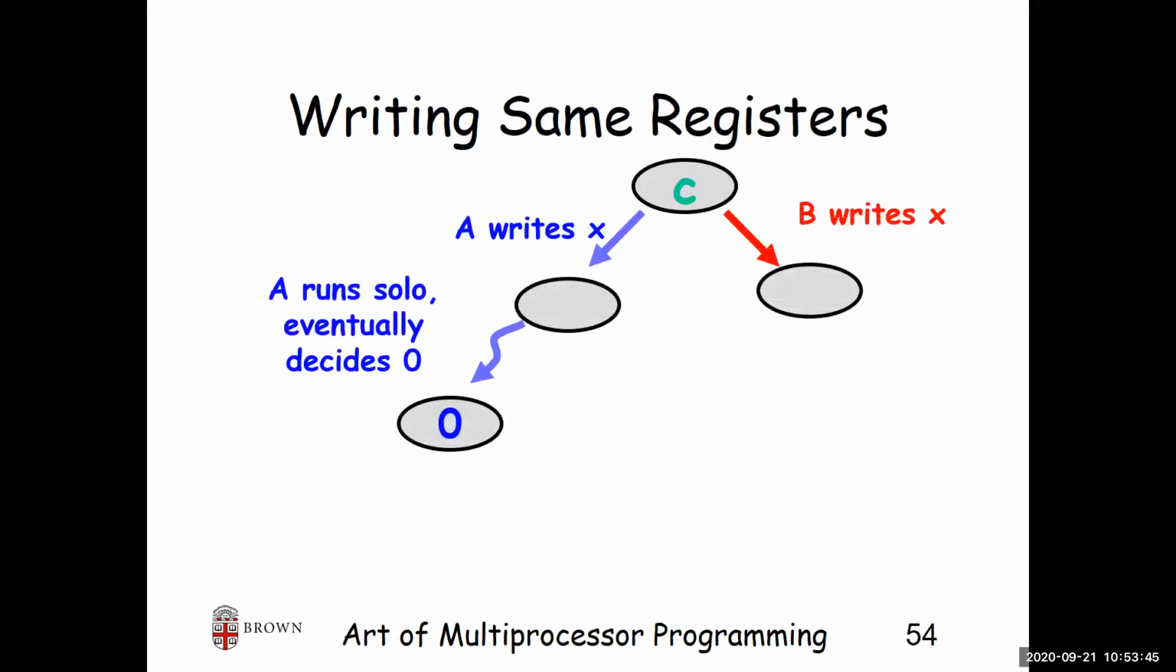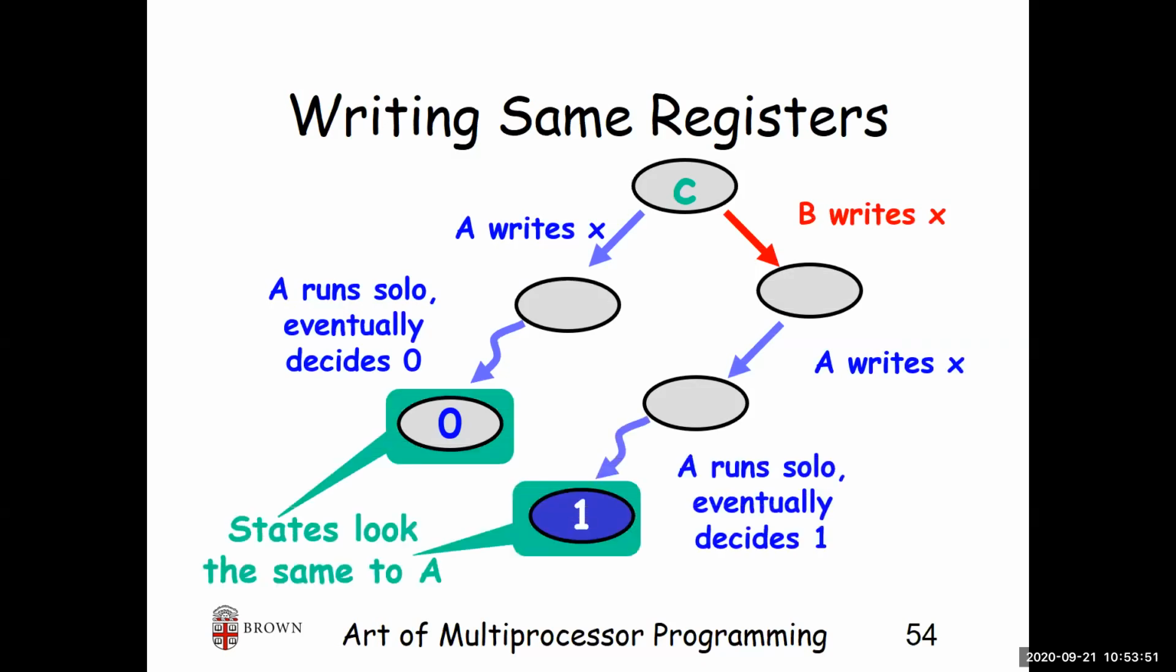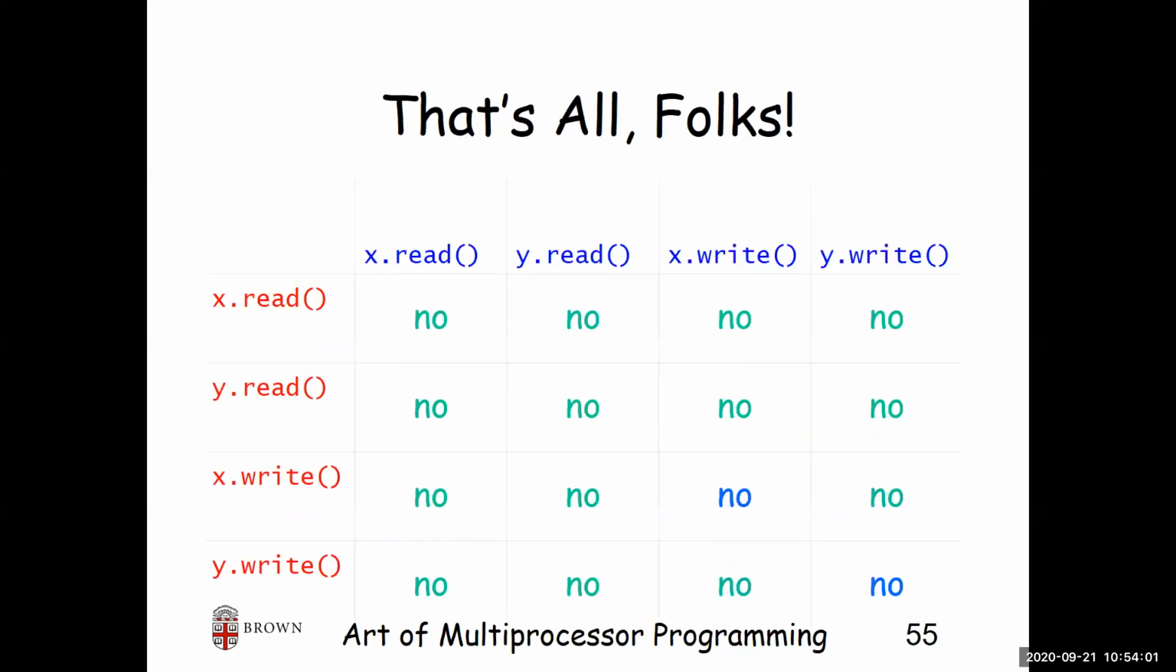And then there's the possibility that we write to the same register. But now we're back to the problem we had before, that A can't tell if B wrote or not because it overwrote whatever B did. And so this doesn't work either. And so now we've filled up our chart with no's, which means we can't do this. We can't start with atomic read-write memory and build a wait-free consensus for binary consensus.